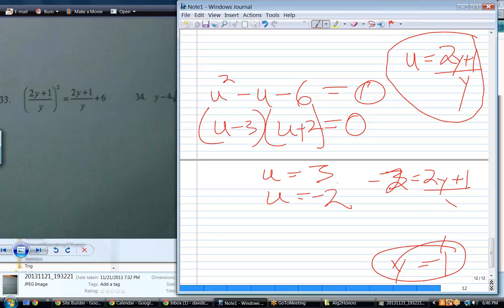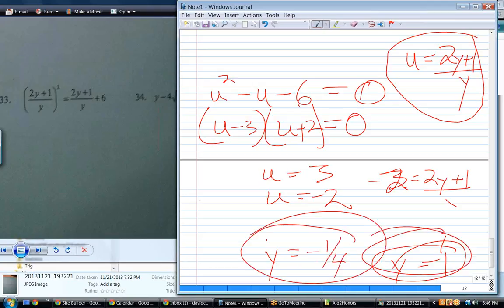Isn't it negative 1/4? Oh, yeah, it is. I was thinking the y's cancel, and I had 0 equal 1, which can't be. Yes, no, you're right. y equals negative 1/4. I end up with a minus 2y minus another 2y. So that's how you solve problems like this.